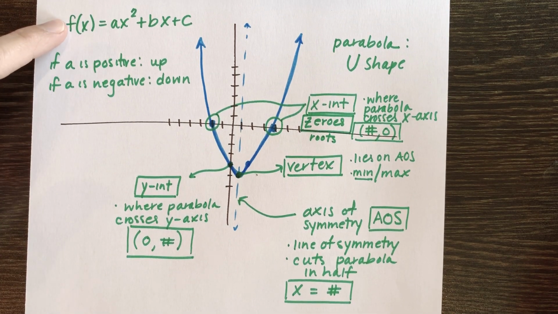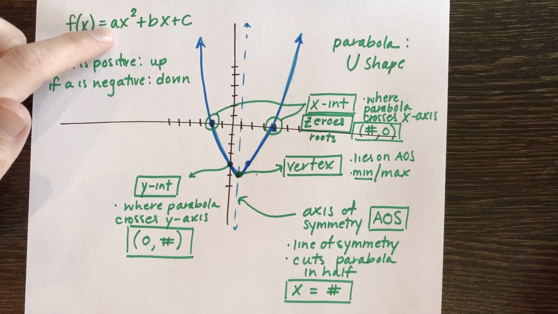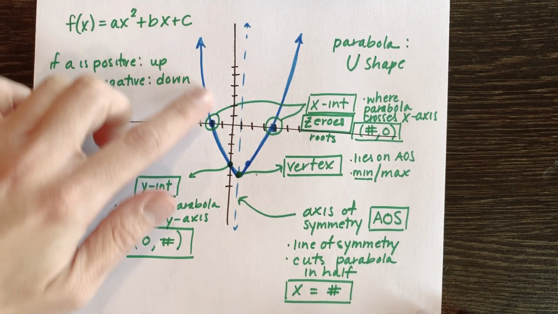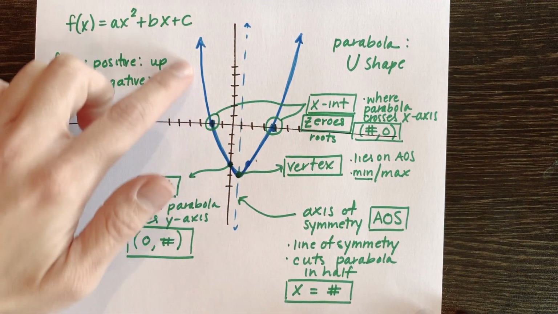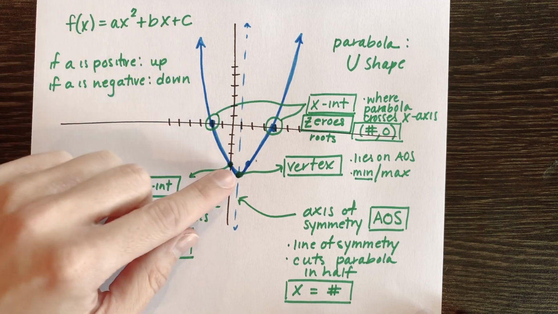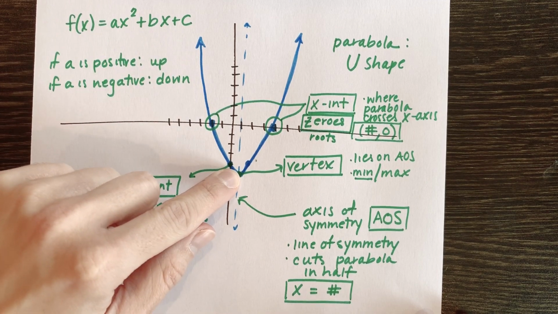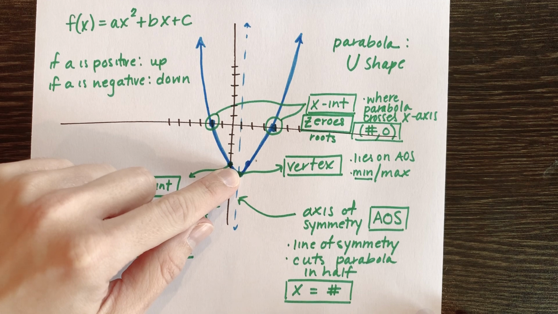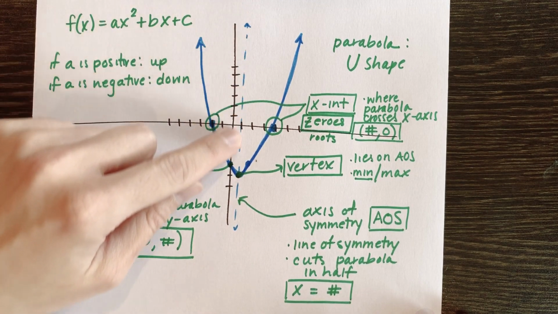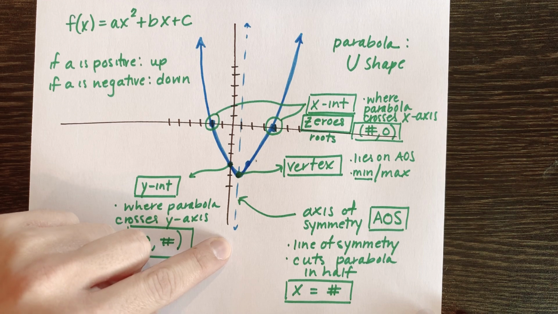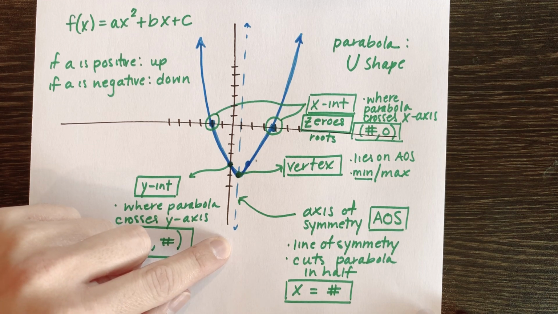Again, you have your standard form for a quadratic function. If that number in front of x squared is positive, you'll get a parabola, a U shape that is facing up, which will make my vertex, this point right here, the lowest point on my graph, a minimum value. The vertex is always lying on that axis of symmetry, which serves as a line of symmetry for the parabola. It cuts the parabola in half.